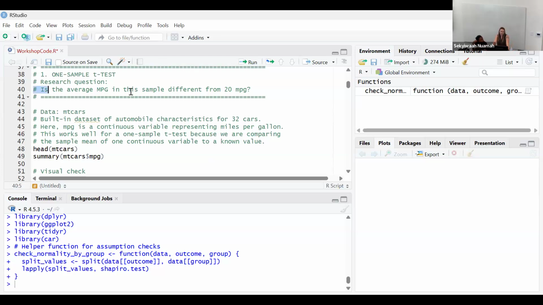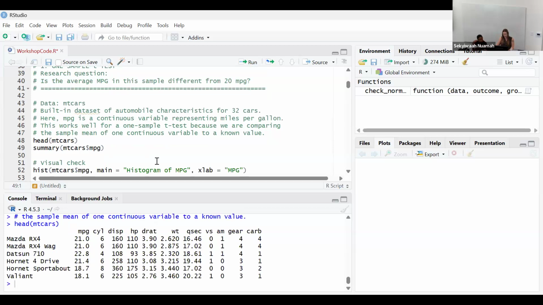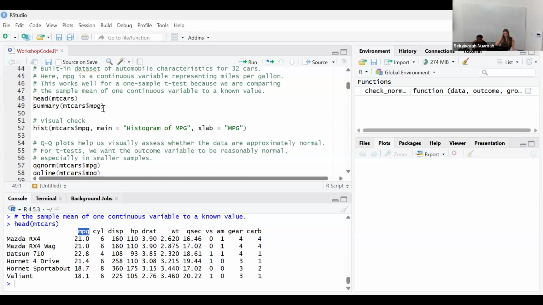So I put a research question up here. This could be a possible research question if you're working with this data set. We want to know, is the average miles per gallon in this sample different from 20 miles per gallon? Let's go ahead and look at the top of our data so we can understand. So this row here is our miles per gallon, so that is our outcome, and that's what's important to us.